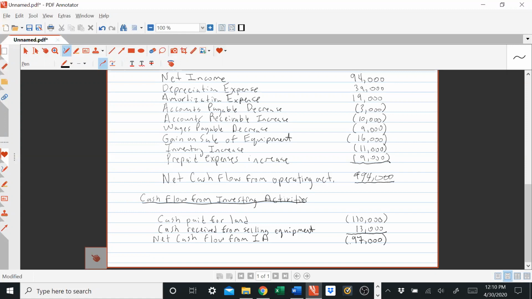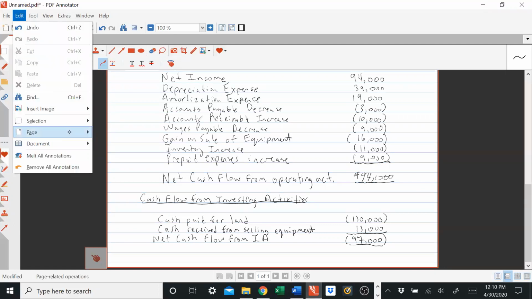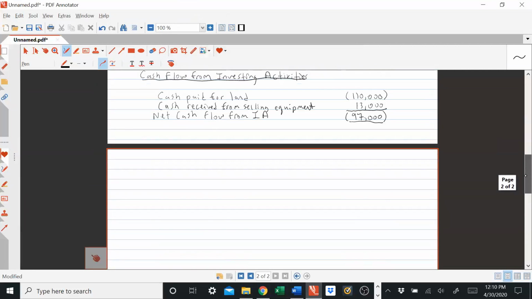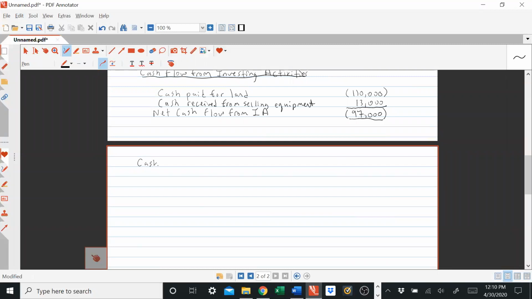So a net cash outflow from investing activities. Net cash inflow from operating activities, 94,000. Net cash outflow from investing. And then we have to start a new page here. Our third section, cash flow from financing activities. And then we go back.